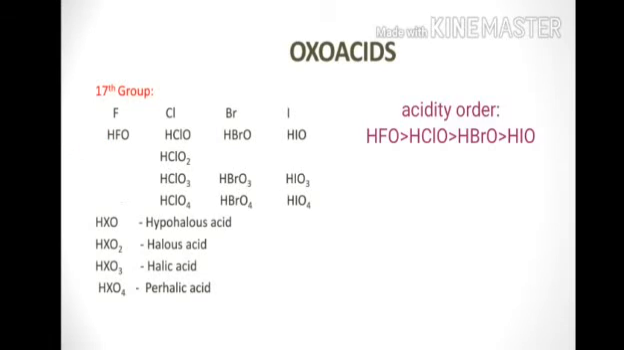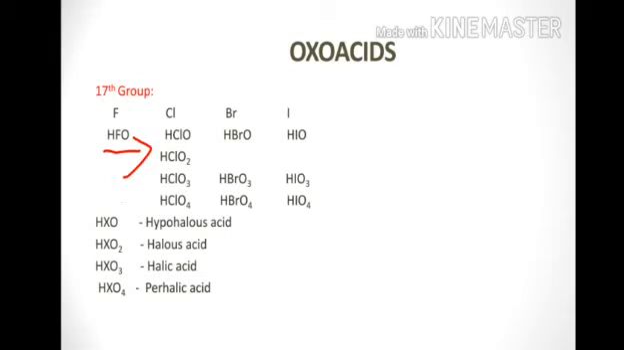Here I am giving the order: HFO greater than HClO greater than HBrO greater than HIO, and the thermal stability also decreases in the same order. Here HOI is not only the weakest of these weak acids but is also the least stable. Next one is the halous acid, that is HXO2. The example is HClO2. Here chlorine is in +3 oxidation state and it is a stronger acid.